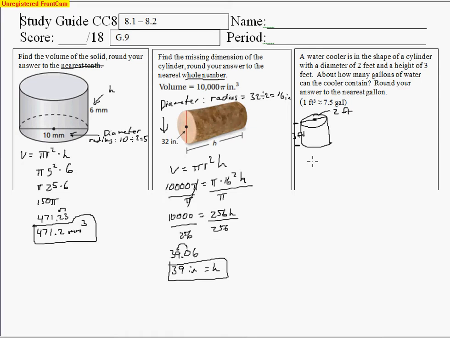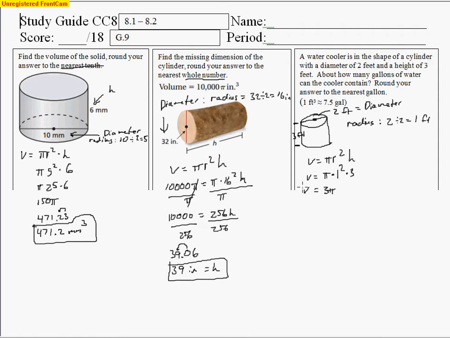Let's find out how many cubic feet it contains, and then how many gallons. We're going to use our formula, volume equals pi r squared h, but this is the diameter, so again I need to find the radius. 2 feet divided by 2 equals 1 foot, which is the radius. I substitute the numbers in there: pi times 1 squared times 3. 1 squared is 1, times 3 is 3 pi.